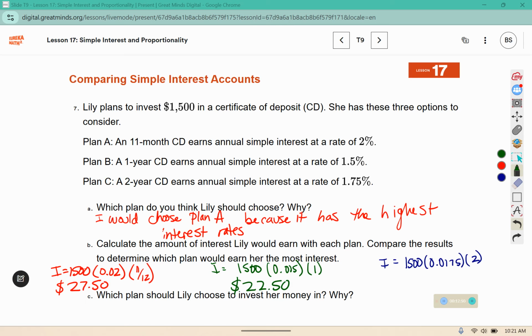And using plan C, 1,500 times 0.0175 times 2 gives us $52.50. So the one that earns her the most interest would be plan C.